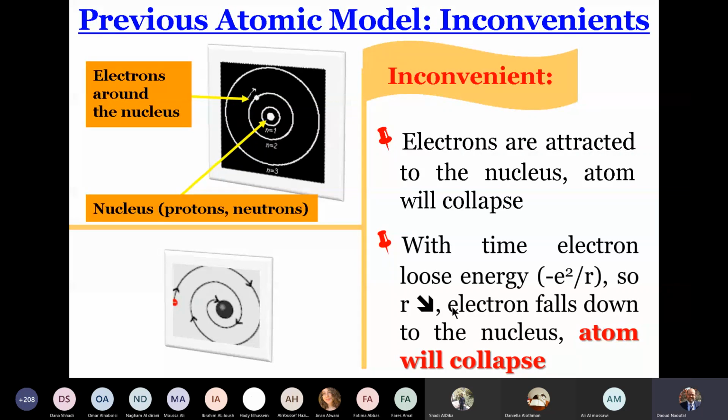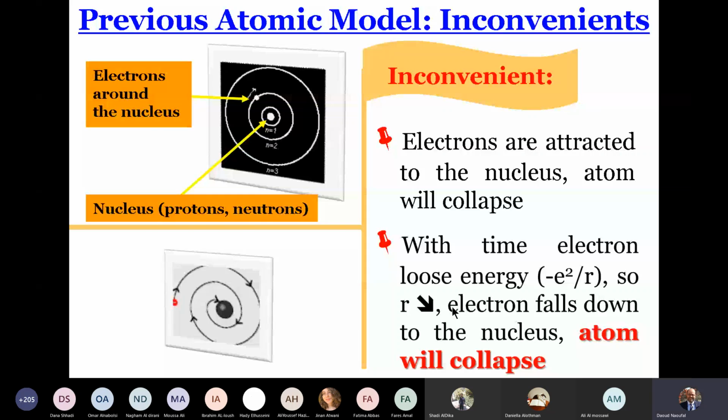So till now, we asked two questions. Why is the electron not attracted by the proton? And the second question, why did the electron not lose energy during its motion around the nucleus? This is the inconvenience of the previous atomic model. So we have to find answers for these two inconveniences, to go to another model, which is the Bohr theory.